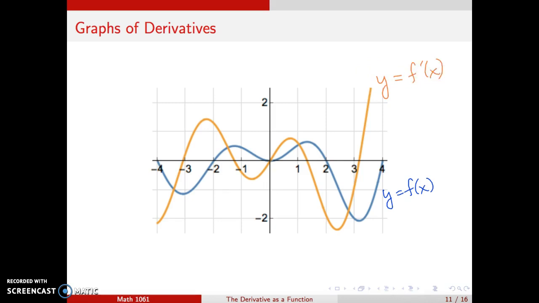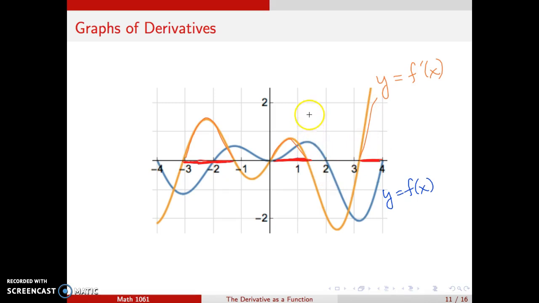And if you look, for example, where is the blue increasing? It looks like it's from about here up to here. Looking at the blue curve, where is it increasing again? Looks like maybe 0 out to about here. Where does it start to increase again? Out here. And if you notice, that's exactly where the gold or the orange part is positive. So that's that connection there.